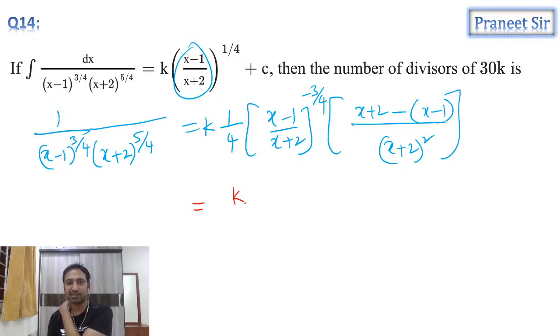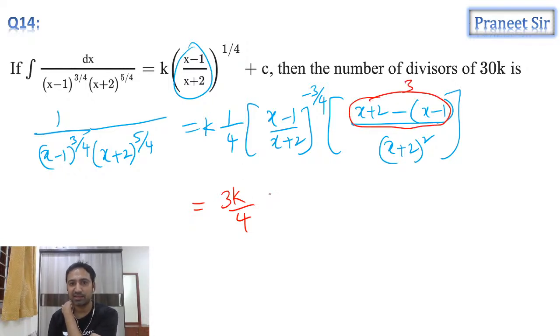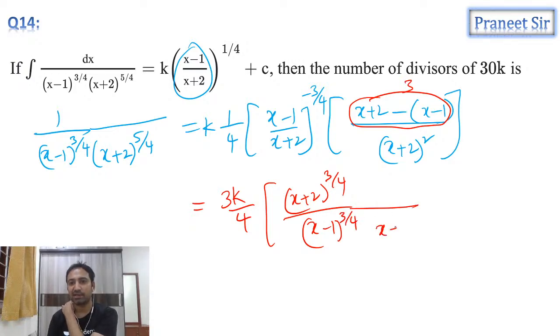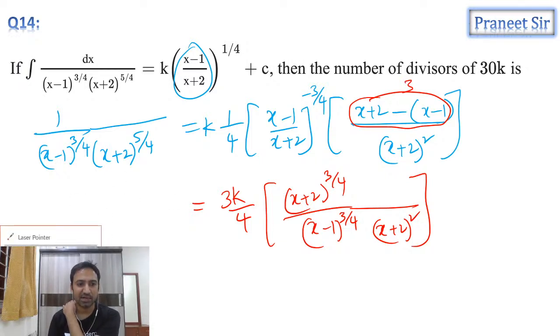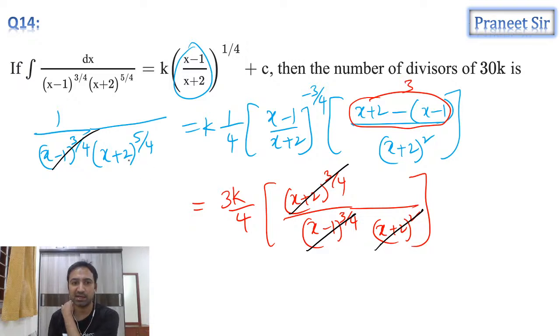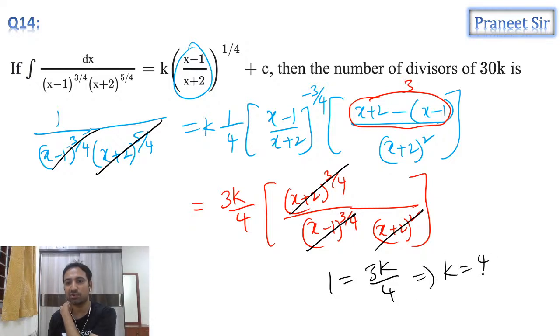Right hand side I can write it as k by 4. See, here this part is going to be 3, guys, so you can bring that 3 also outside. So what I get is x plus 2 whole power 3 by 4 by x minus 1 whole power 3 by 4, and in the denominator x plus 2 whole square. And left hand side it is the same. So now tell me, guys, is anything cancelled? x minus 1 whole power 3 by 4, x minus 1 whole power 3 by 4 cancelled. And x plus 2 whole power 3 by 4, x plus 2 whole square, and x plus 2 whole power 5 by 4 cancelled. Finally, this is what we're getting: 1 is equals to 3k by 4. So from this, k is equals to 4 by 3.